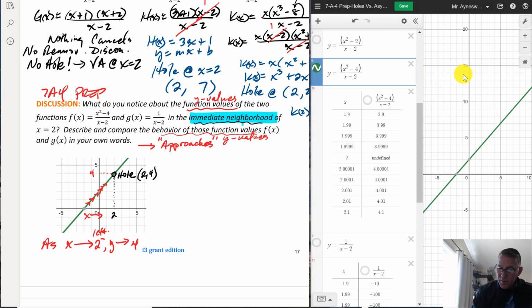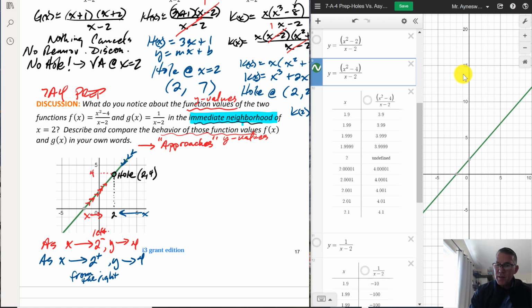Now, if you approach 2 from the right, something different happens. As x approaches 2 from the right, the symbol for that is different. You've got a plus sign. This means from the right. So as you approach 2 from the right, what are the y values doing? Well, you're cruising down this way on the function, and the y values are getting smaller and smaller, decreasing until this point at 4. So y approaches 4 if you come in from the right.